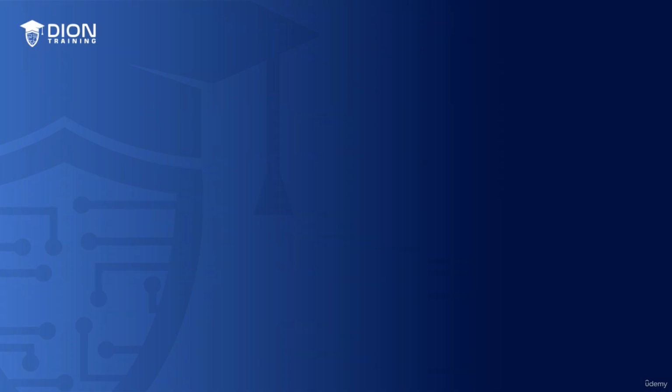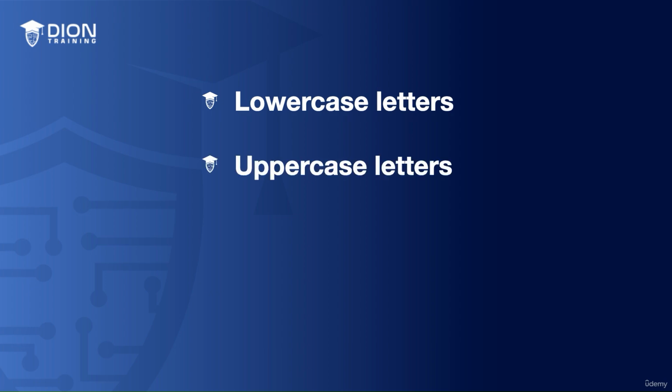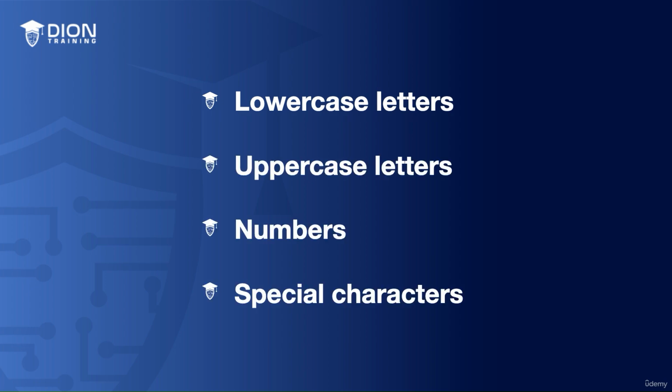But in most of our modern authentication systems, we don't just use letters or numbers. We use lowercase letters, uppercase letters, numbers, and special characters. This means that we have 26 lowercase letters, 26 uppercase letters, 10 numbers, and usually around 10 special characters like the plus sign, minus sign, period, exclamation point, hashtag, asterisk, and things like that.